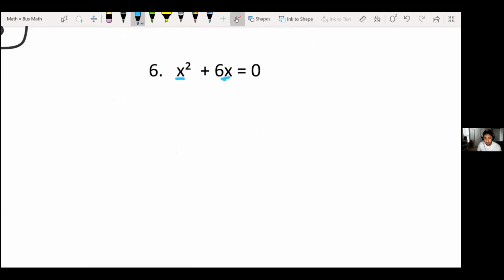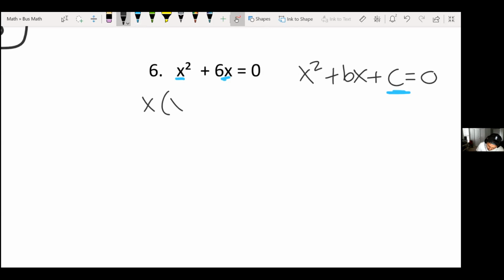And this one's a little different because there's no constant. Remember, the form must be x squared plus bx plus c equal to 0. On this problem, we're missing the constant c, so we can just assume that c is 0. I don't want to make it any more confusing. These are probably the easiest ones to factor because x is the only factor. So I factor out an x and I'm left with x times (x plus 6) equal to 0. Now it's completely factored. Nothing else can be factored out.